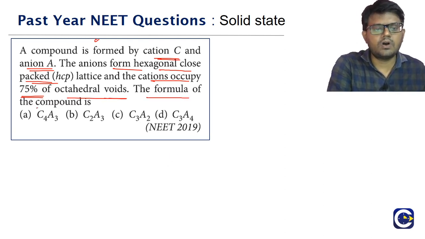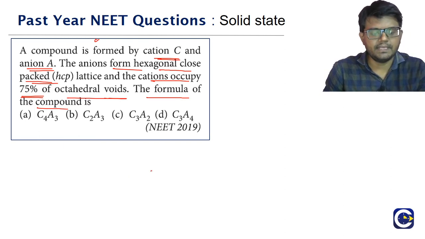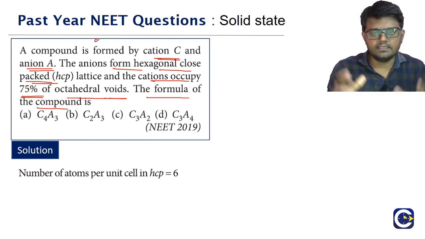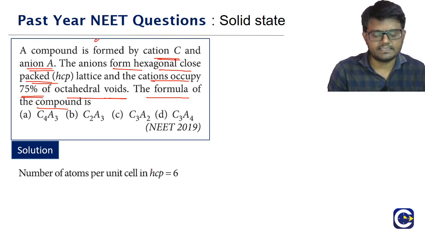The formula of the compound is, so we need to express the formula of the compound. If you look at it, first thing is the anions are forming the HCP. So in HCP, what is the number of atoms per unit cell? The number of atoms per unit cell in a HCP will be 6. In a simple cubic it is 1. In a BCC it is 2. In a FCC it is 4. In a HCP it will be 6.